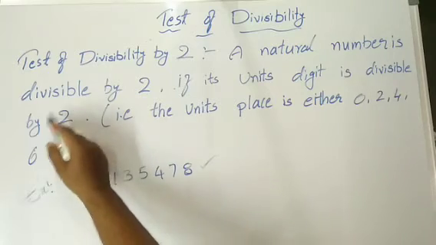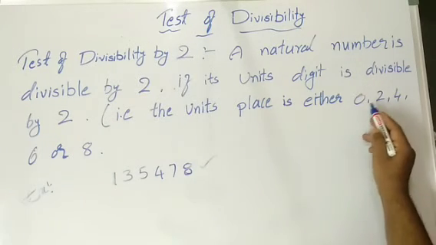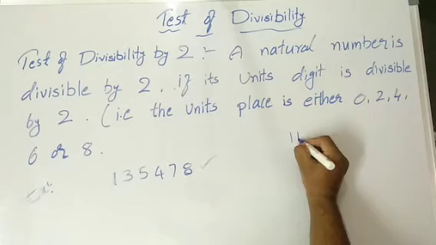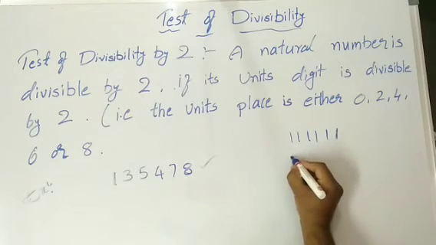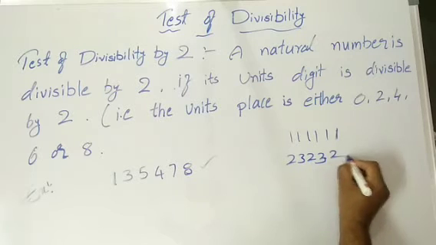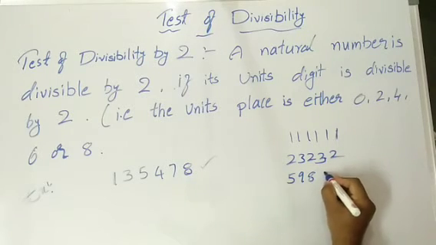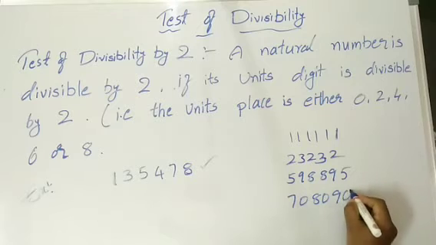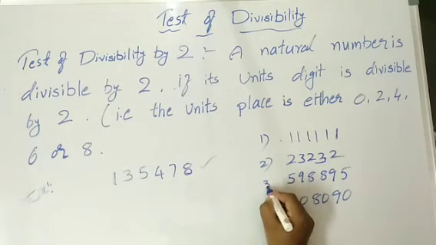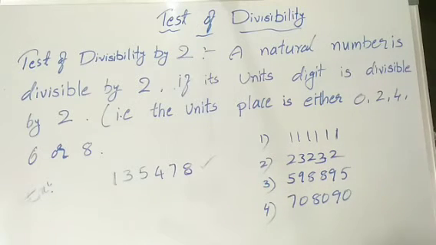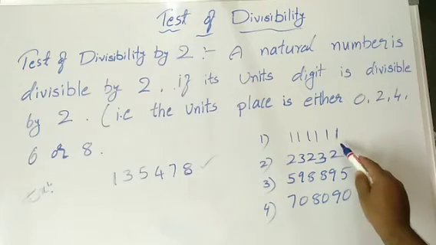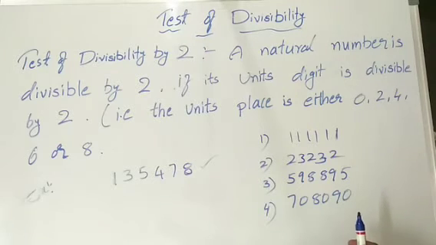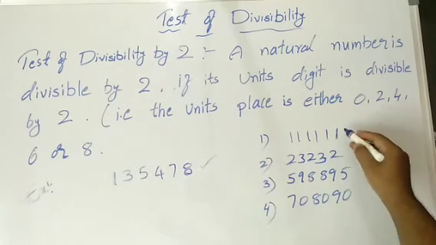So here they have given that the unit place is either 0, 2, 4, 6, 8. Once we will check it by taking some examples. Suppose 1 1 1 1 1, 2 3 2 3 2, 5 9 8 8 9 5, and 7 0 8 0 9 0. We'll check these 4 numbers. So what is the principle? Unit digit. So check the unit digit. Here the unit digit is 1. 1 is an odd number, so it is not divisible.